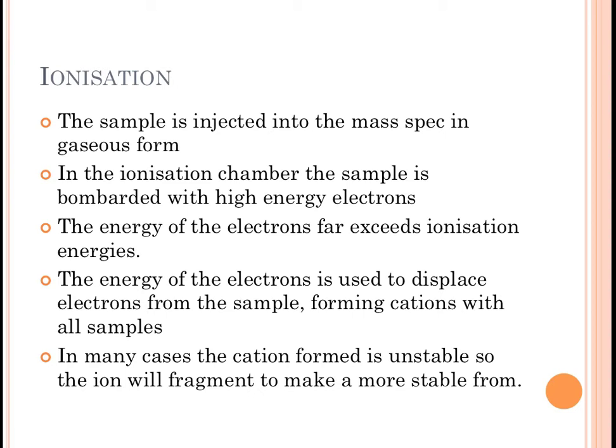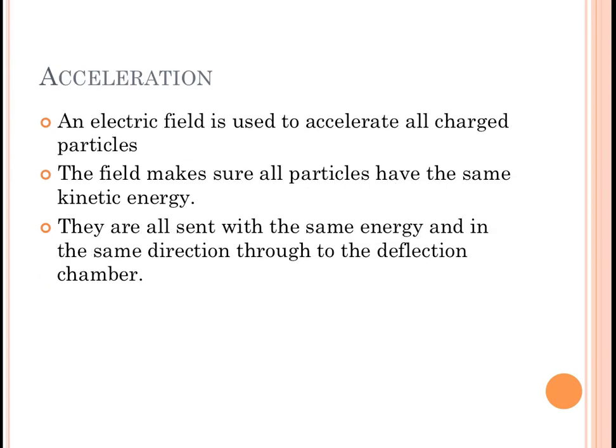Because their energy is so high, what they're going to do is knock electrons out. So we're going to make positively charged ions, cations. And in some cases that's going to be unstable and fragment, but we'll come to that later. Once it's been ionized, fragments then move into the acceleration chamber. In the acceleration chamber we put it in an electric field, and that will accelerate any particle that got charged. Anything that didn't is now useless to us.